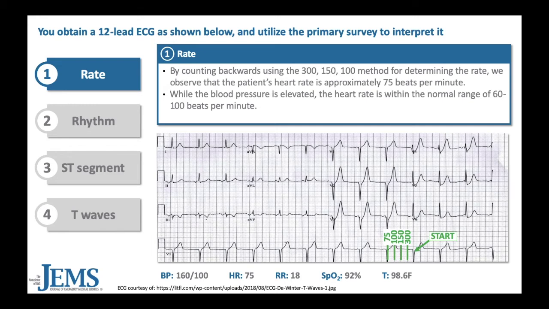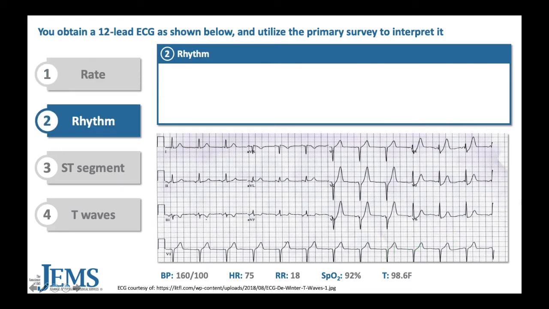We obtain a full set of vitals, and this gives us a blood pressure of 160/100, the heart rate we already determined to be 75, respiratory rate is 18, SpO2 is 92%, and the patient's temperature is 98.6 degrees Fahrenheit. So judging by this patient's heart rate and blood pressure, he does appear to be hemodynamically stable for this moment. But that could change very quickly. So let's move through the rest of our survey without delay and make some important decisions regarding our approach to his care.